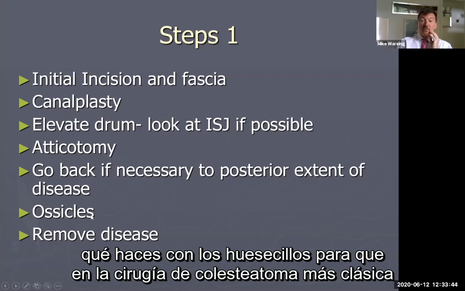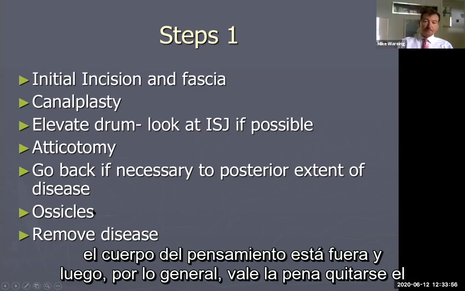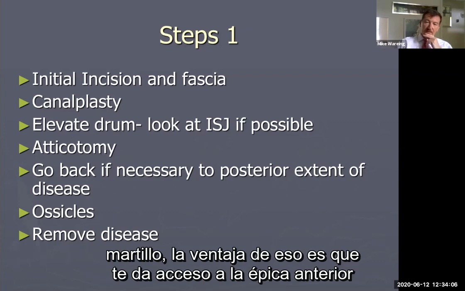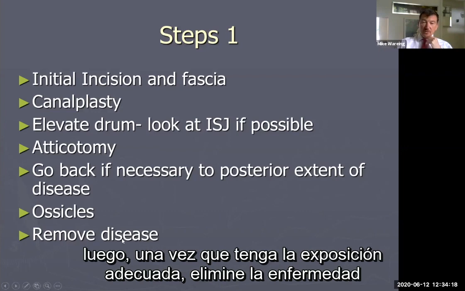What do you do about the ossicles? So in the most classic cholesteatoma surgery, often the ISJ, often the long process of the incus is gone. So you take the body of the incus out, and then usually it's worthwhile taking off the head of the malleus just above tensor tympani. So you go through the neck of the malleus. The advantage of that is it gives you access to the anterior epitympanum, and you can check whether disease is there or not. And then once you've got adequate exposure, you remove the disease.